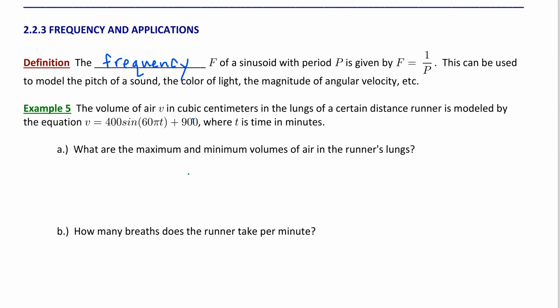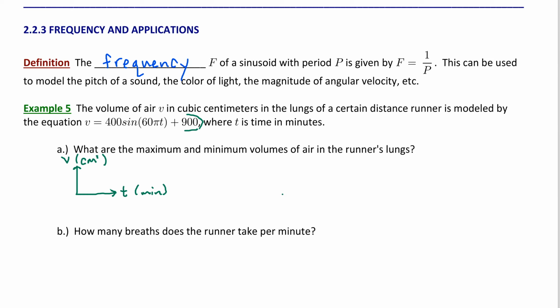Notice for this model that the independent variable is t, so we would plot time in minutes on the horizontal axis. The dependent variable there is V, volume in the lungs, and this is measuring cubic centimeters of air. To answer question A, we need to consider the graph of this particular sine wave. What are the maximum and minimum volumes of air in the runner's lungs?